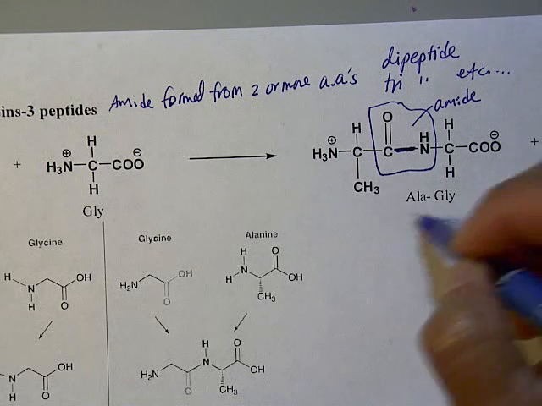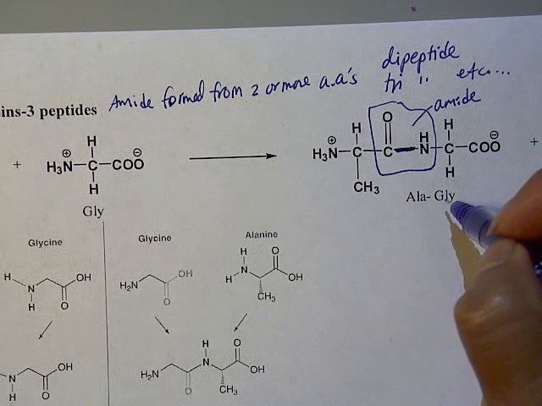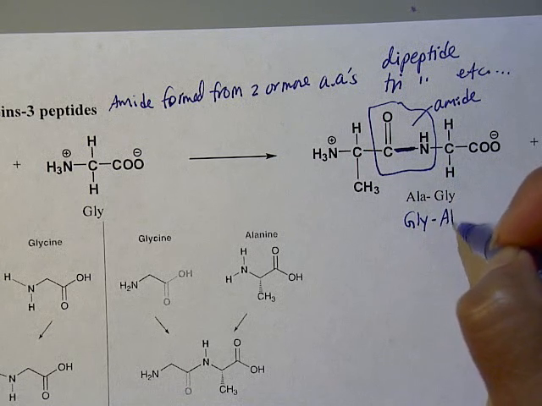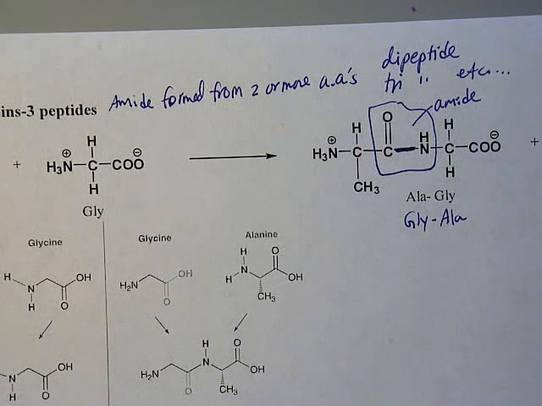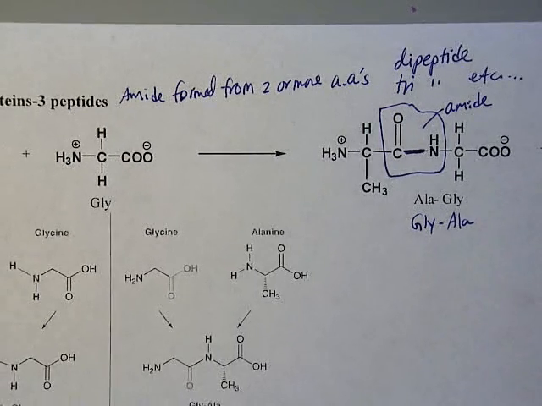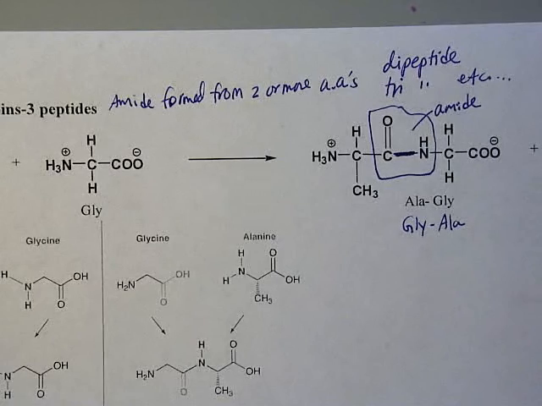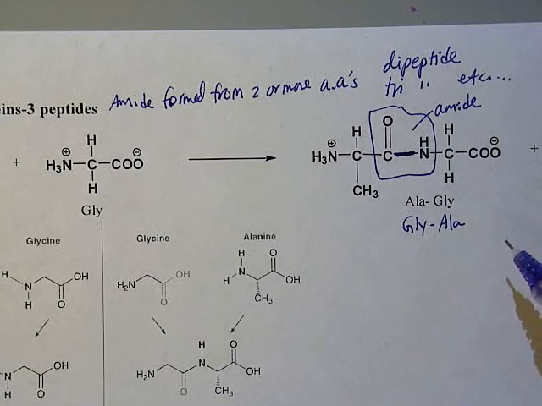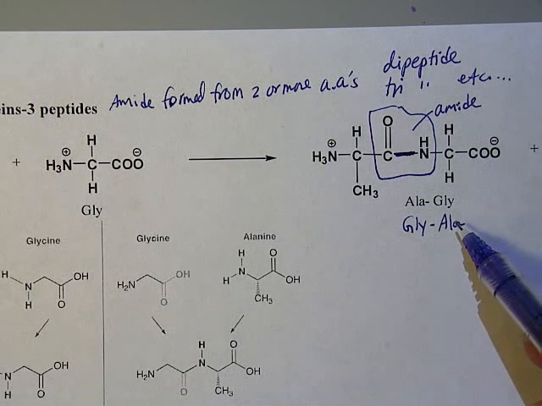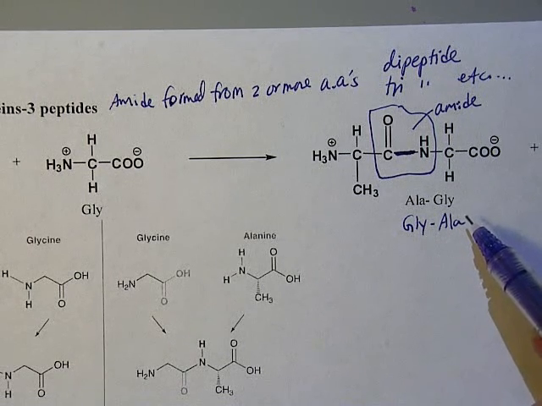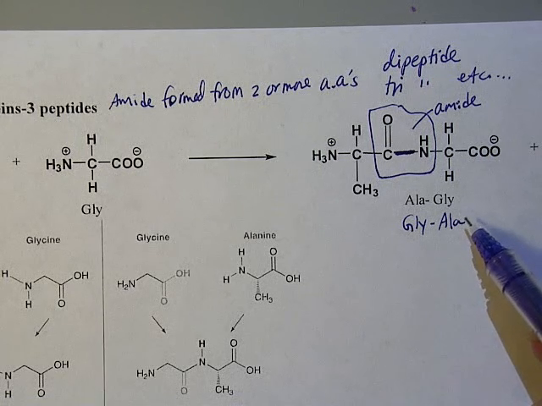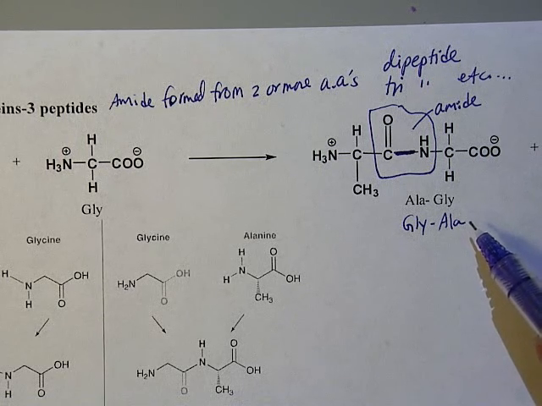So the question is, is this alanine-glycine the same as if I made a dipeptide in which I have glycine first and then alanine? At first glance it seems like they should be similar, right? But what is the relationship between these two? Are they exactly the same? Are they two totally different compounds, structural isomers, or are they mirror images of each other?